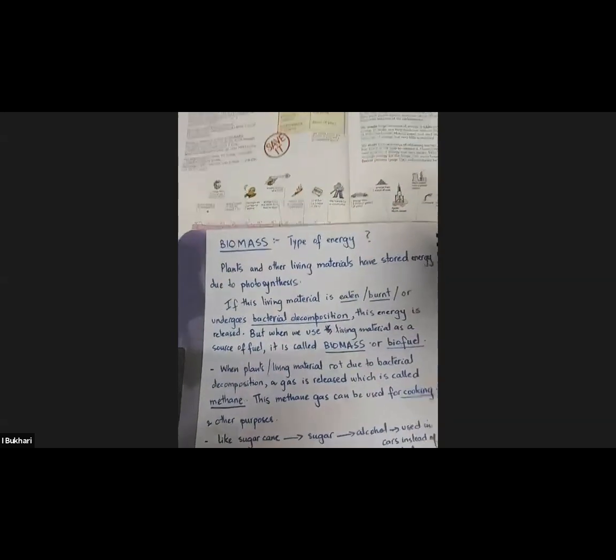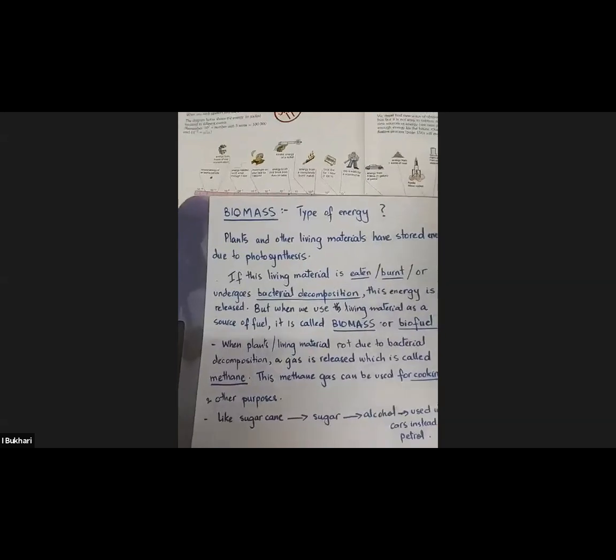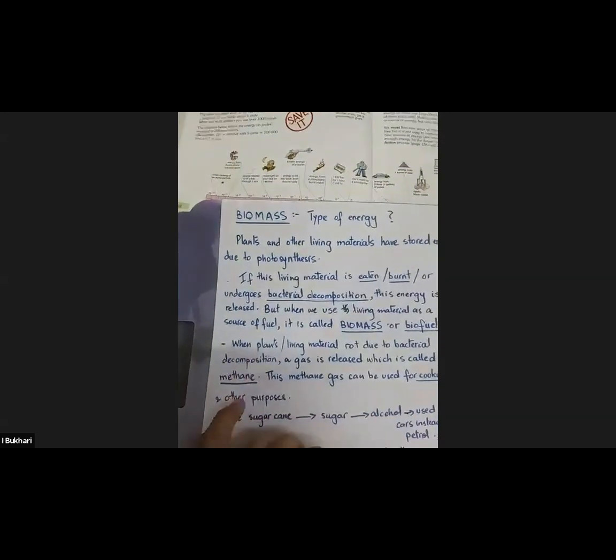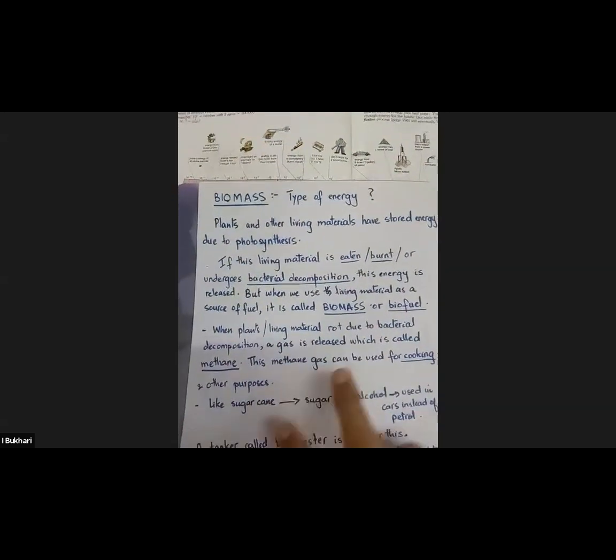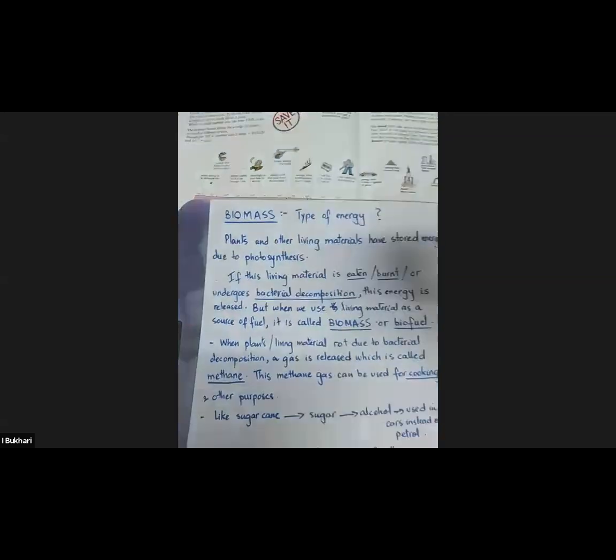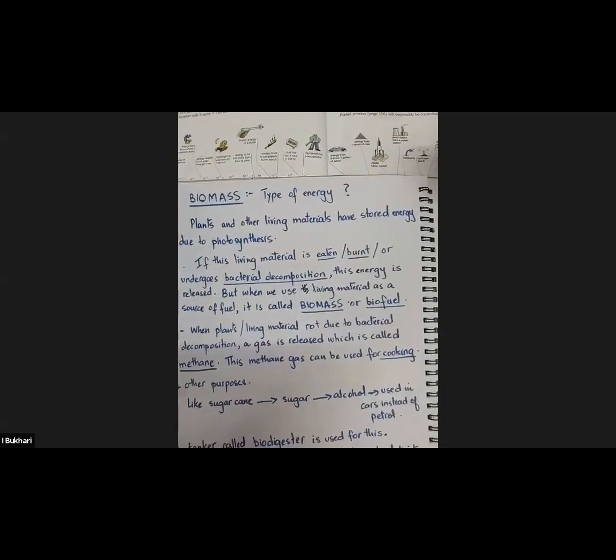Gas in both cases is the same. The natural gas which is produced from fossil fuels is also methane, and this is also methane. Gases are the same, but the sources are different. This is renewable, that is non-renewable, okay?